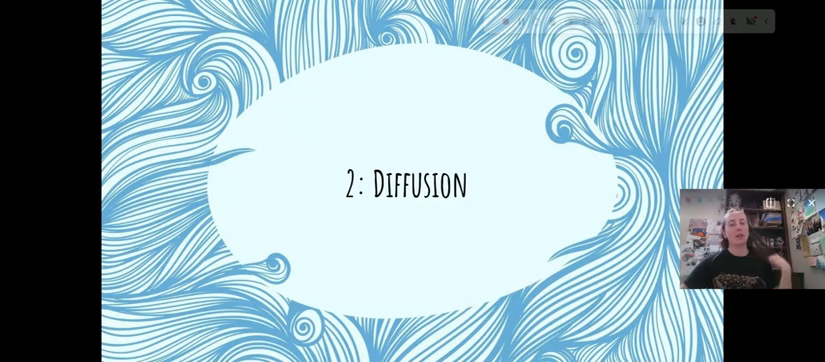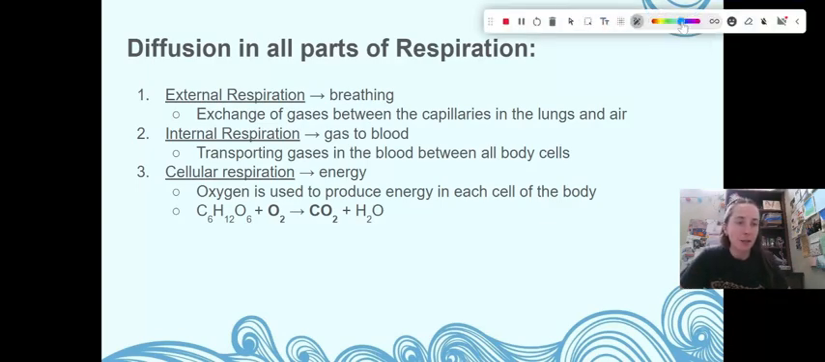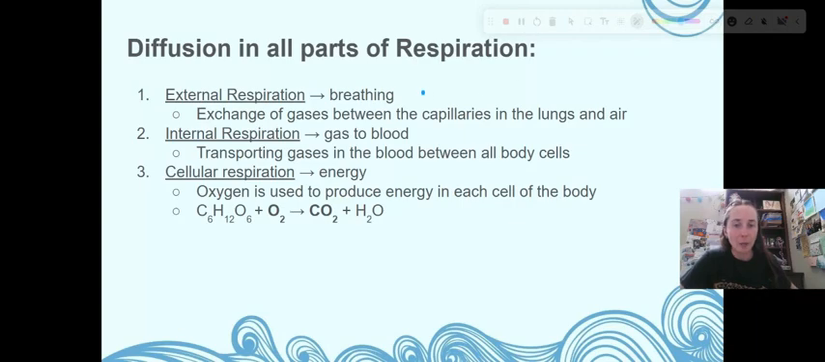All right, the next thing we are going to be touching on is diffusion in the respiratory system and seeing what that is and how it serves us. So we're kind of going to use 3 different types of respiration when we talk about diffusion the rest of this unit. We are going to talk about external respiration, which is just breathing, right? We're exchanging gases between the capillaries in our lungs, and we're exchanging those with the air. So when I say capillaries, we're talking about getting those gases into our blood from the air.